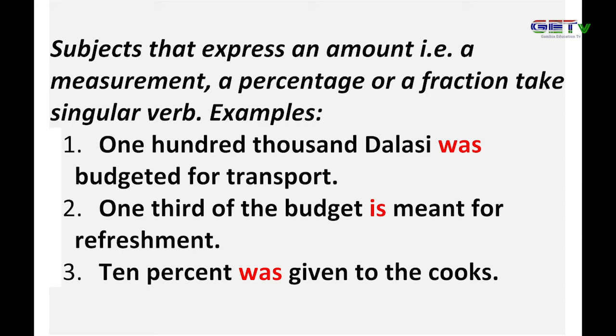transport. Example 2, 1/3 of the budget is meant for refreshment. Example 3, 10% was given to the cooks. You can see the agreement, 10% as the subject and was as the verb. You can also see the same agreement in example 2, 1/3 of the budget as the subject and the verb is.